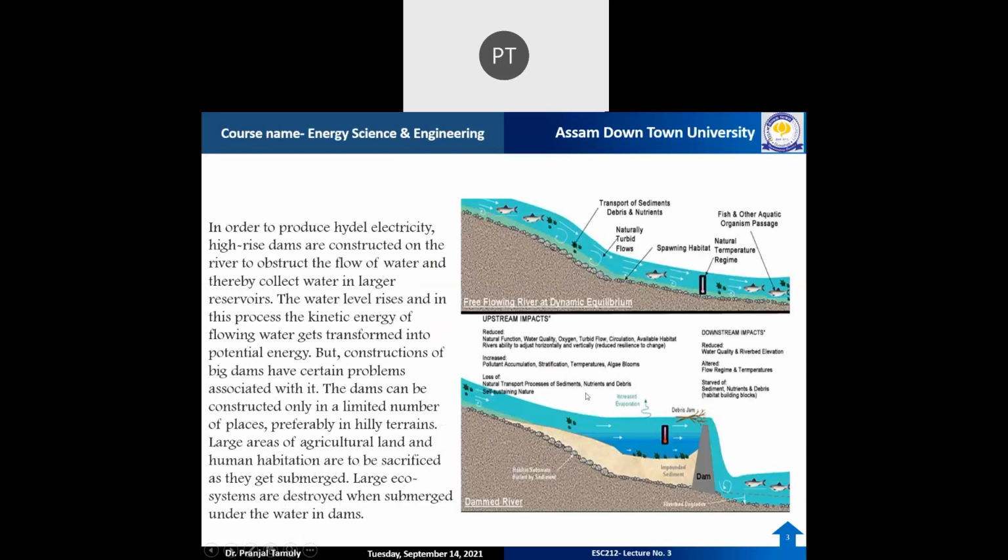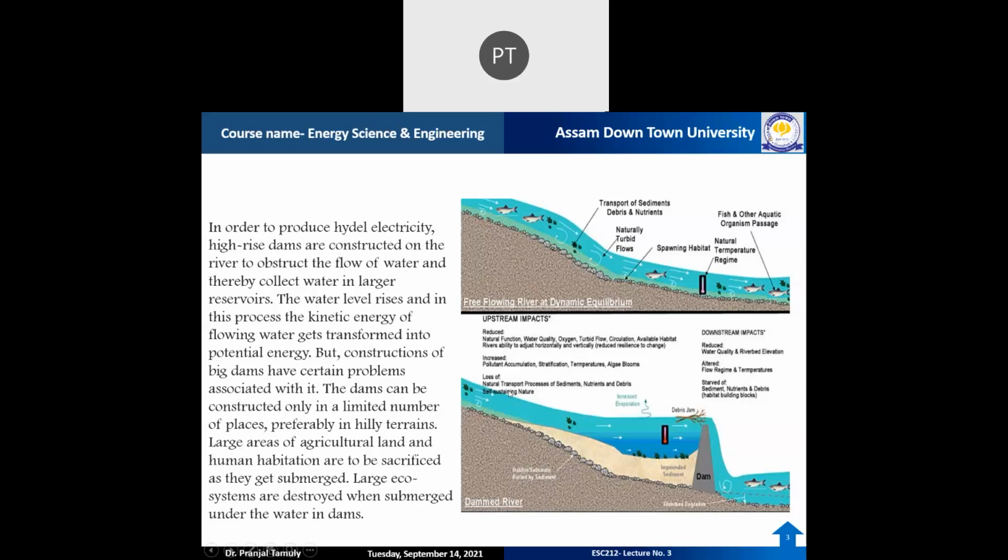After the dam has been constructed, there are different impacts that occur due to its construction. These impacts include changes to natural flow, water quality, oxygen, turbidity, circulation, and available habitats, and reduced ability to adjust horizontally and vertically and reduced resilience to change. The pollutants accumulated in the upstream of the river increase. Also, stratification and debris accumulate in the reservoir, which also acts as a spawning ground for different kinds of algae and other unwanted growth.